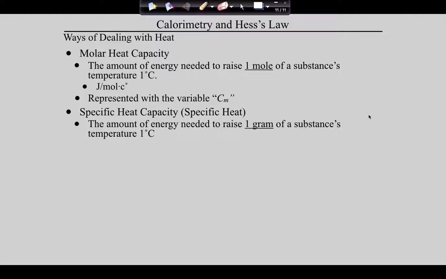If the substance is what? Water. So guys, the calorie is defined as the amount of energy needed to raise 1 gram of water's temperature 1 degree Celsius. So the specific heat of water is actually 1 calorie, and that then is the definition of the calorie. So guys, the units for this are joules per gram Celsius.